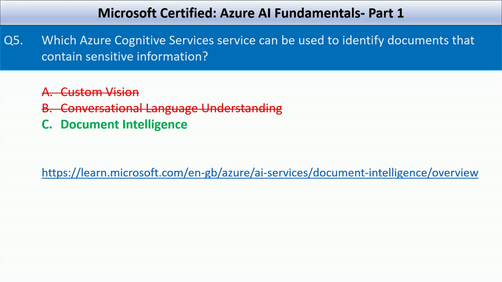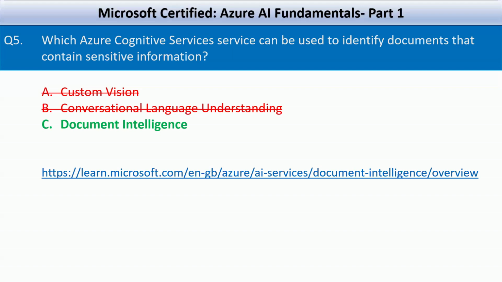Now, document intelligence is a service designed to extract text, key value pairs, and structured data from documents. It can be used to identify and process documents that contain sensitive information such as invoices, receipts, or identity documents.